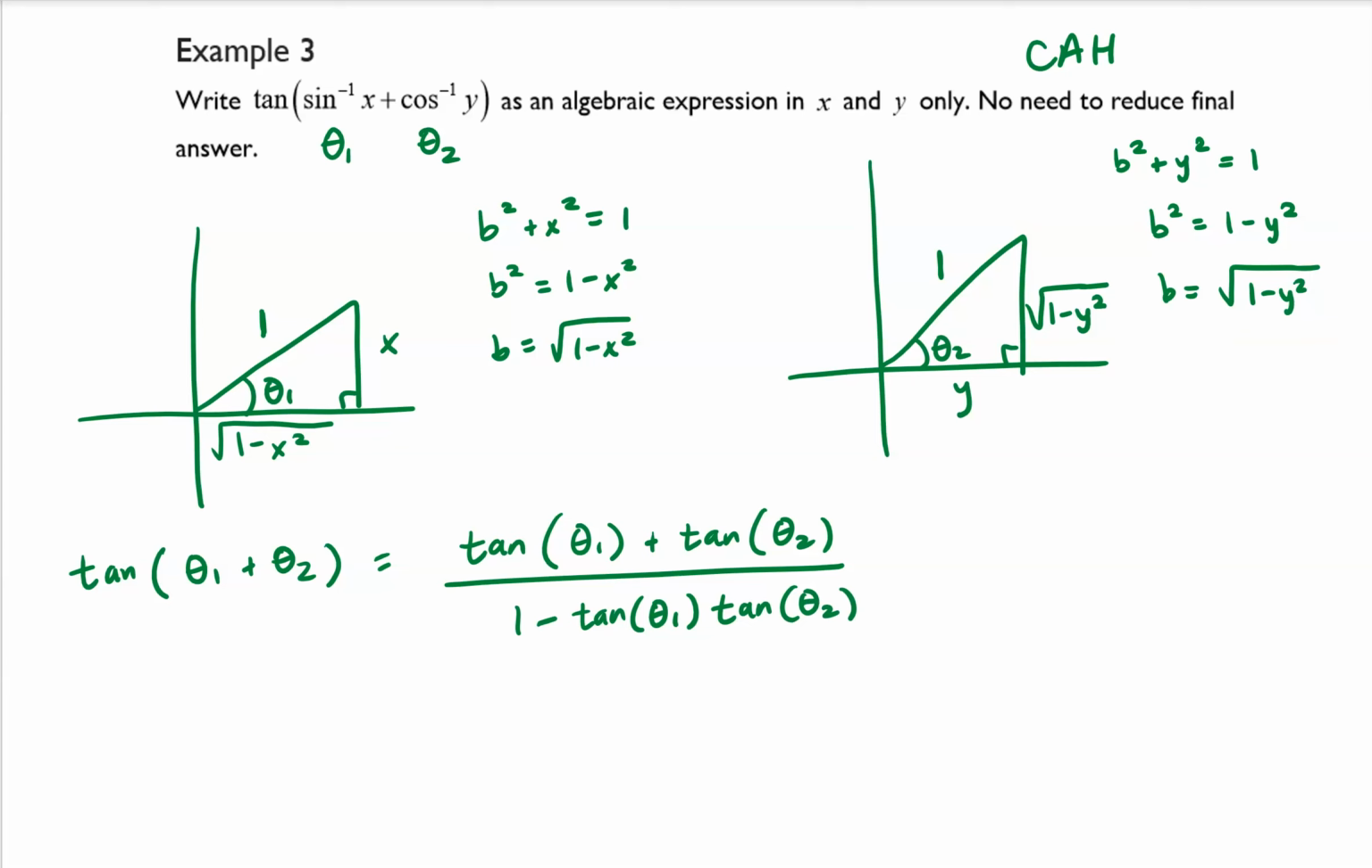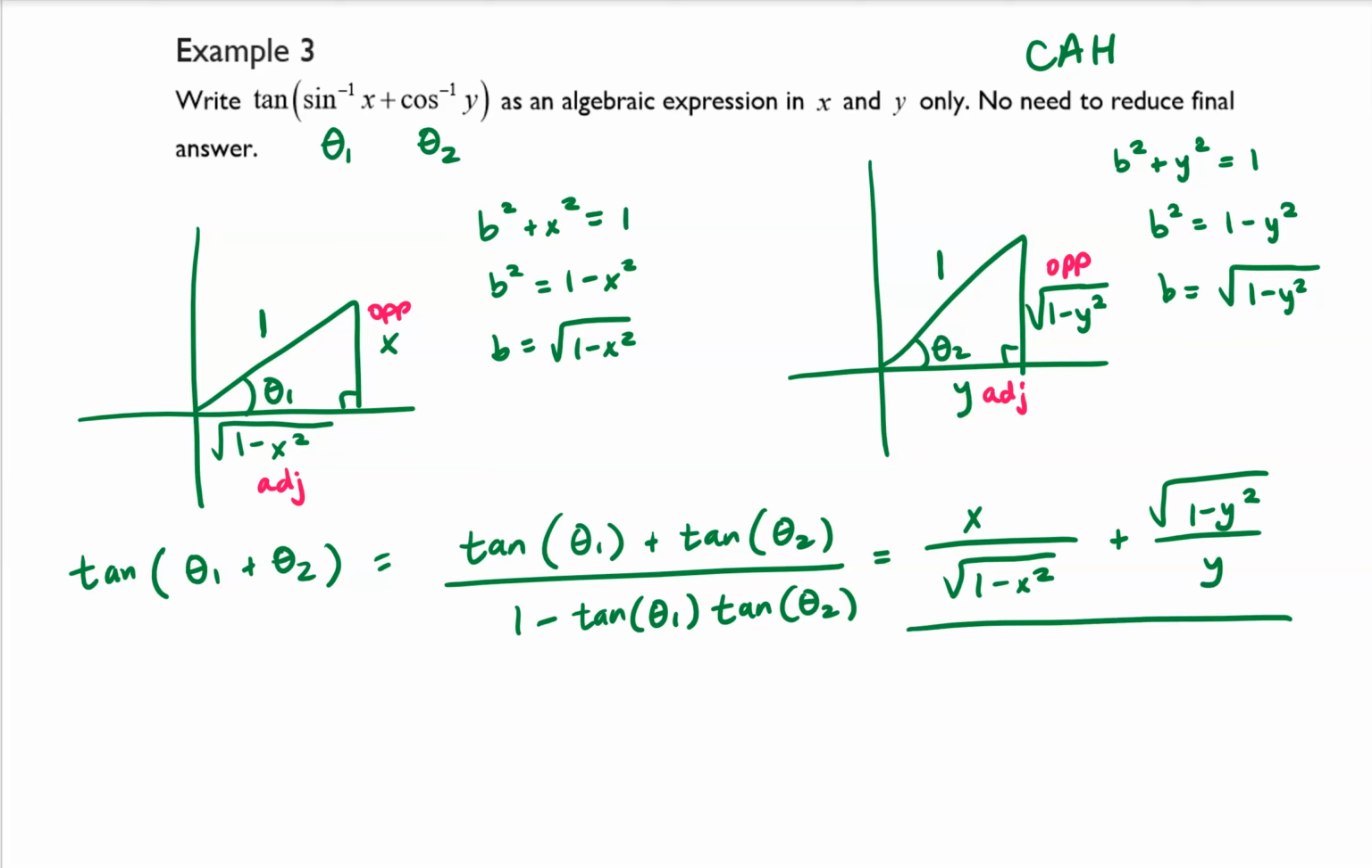Now that we've drawn all of our right triangles, we can fill in these values. So for theta 1, our tangent value is the opposite over the adjacent. So that tells us that tangent of theta 1 is going to be x over the square root of 1 minus x squared. Then plus tangent of theta 2 will be this opposite value over this adjacent value. So that's going to be the square root of 1 minus y squared over y, all over 1 minus, and then both of these things that I wrote in the numerator, except we're going to multiply them together.